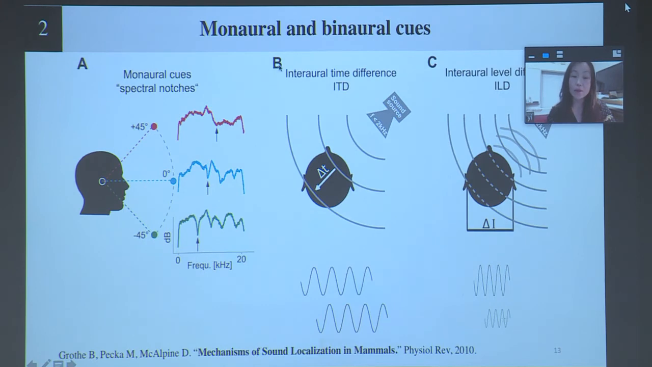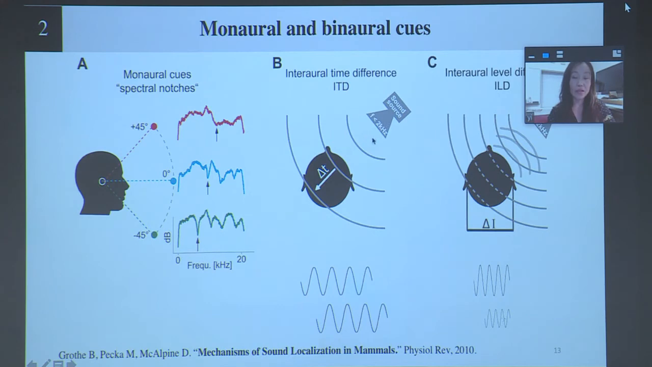So panel B and C show the two binaural cues. One is called interaural time difference, or ITD. The other is called interaural level difference, or ILD. They are very simple concepts. Simply speaking, when sound comes from one side of the head, and for low frequency sound, it will create a different travel length reaching the left and right ear.